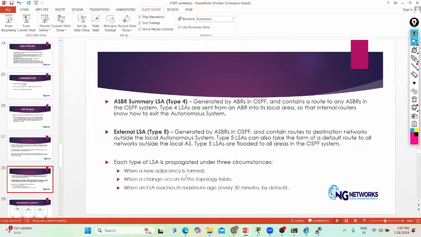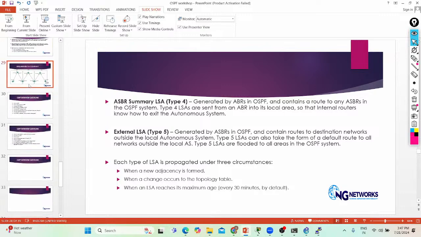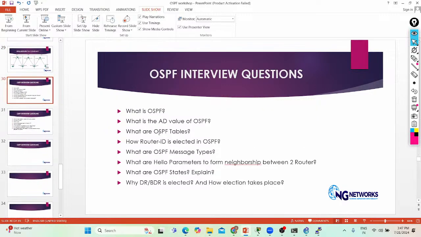Let us come to the topic again. So here are some interview questions that might be helpful for you in interviews. Like what is OSPF? You can explain what OSPF is and why we use it. What is the AD value of OSPF? It's 110. What are OSPF tables? OSPF maintains three tables: neighbor table, topology table, and routing table. How is the router ID elected in OSPF?